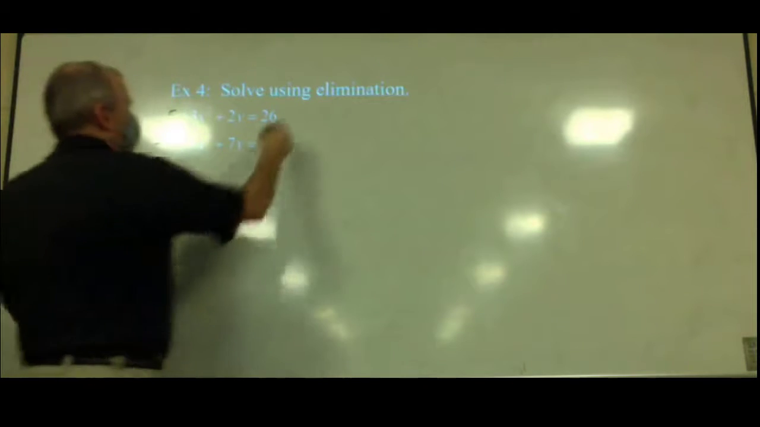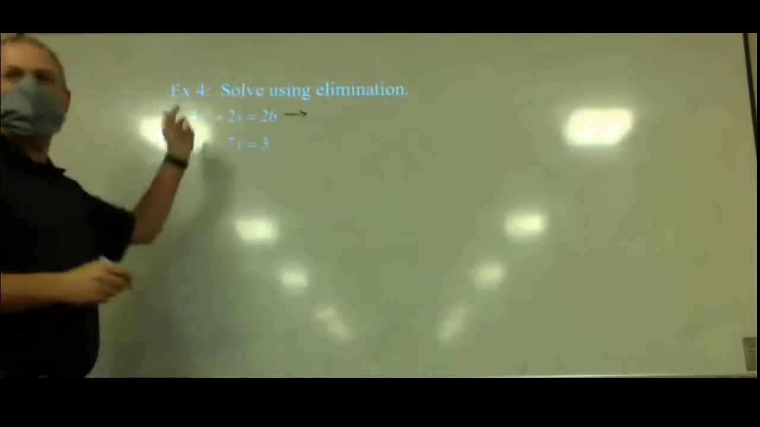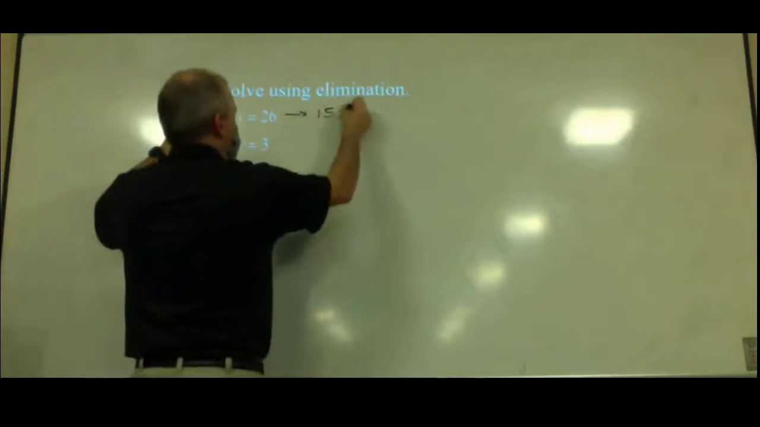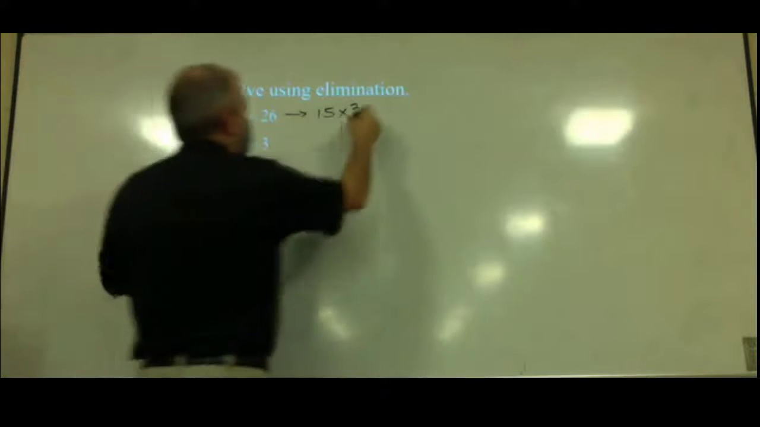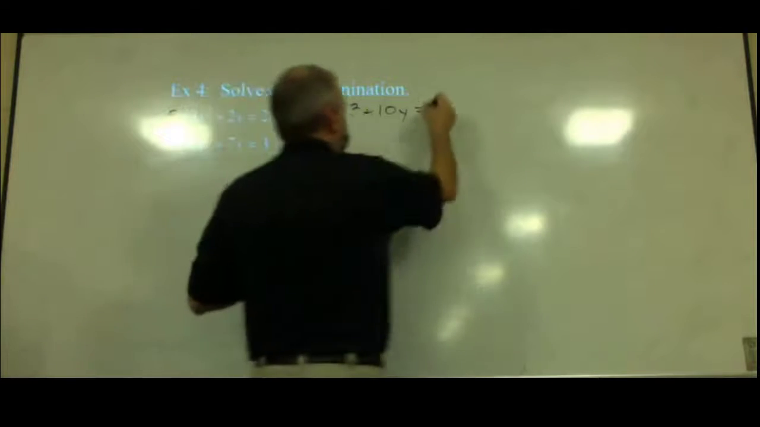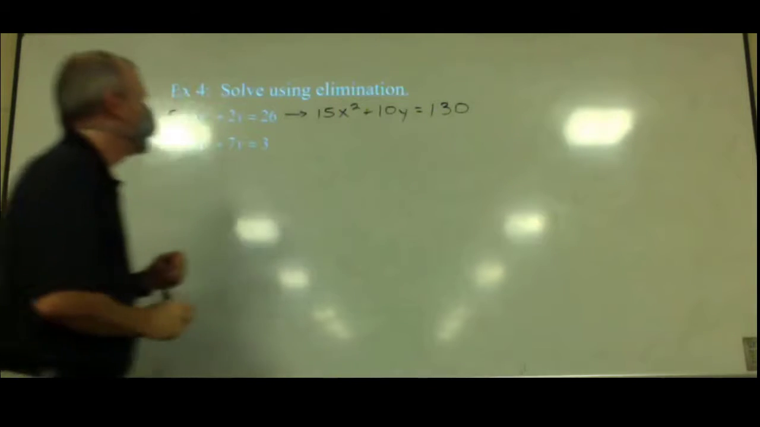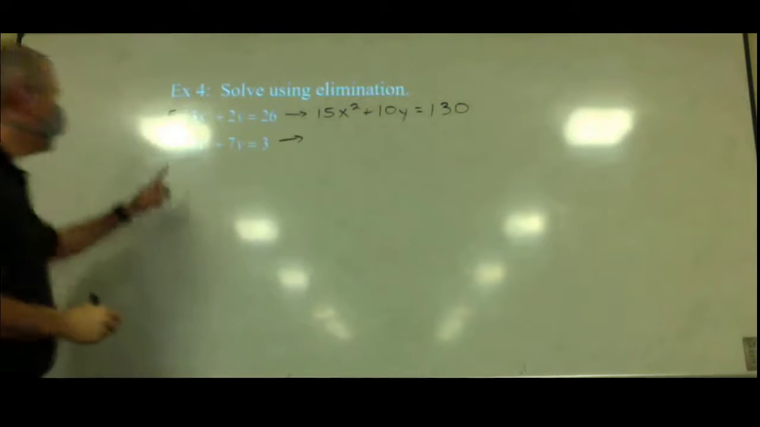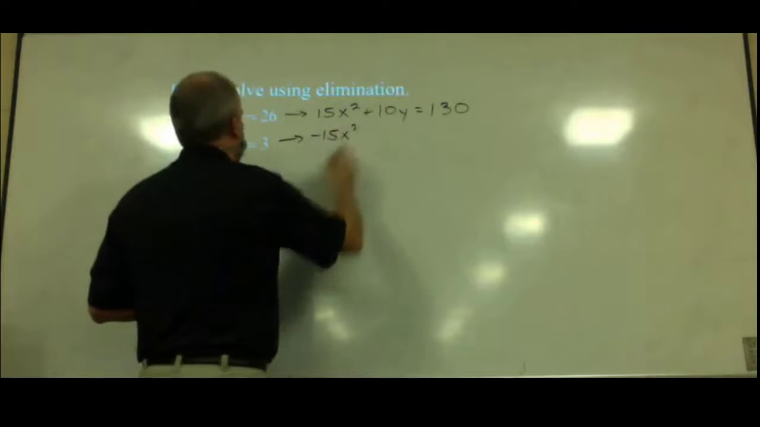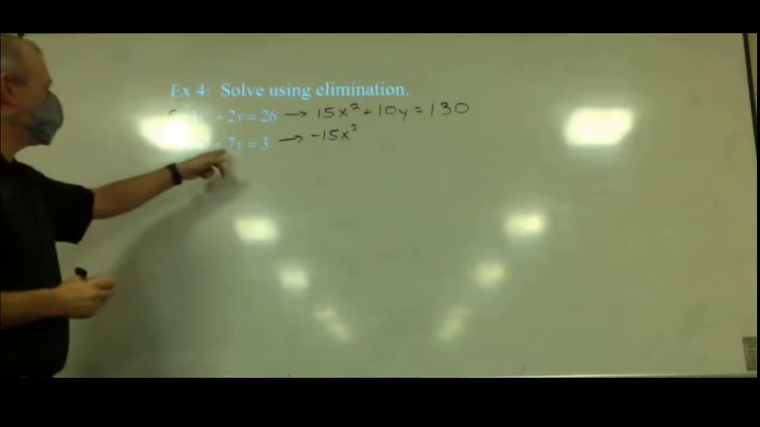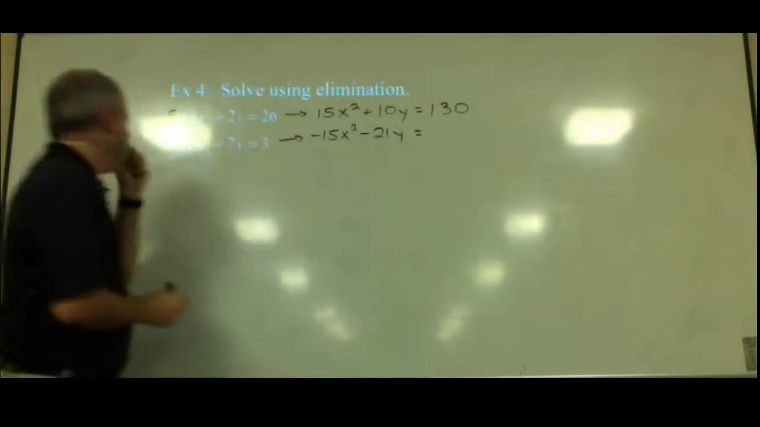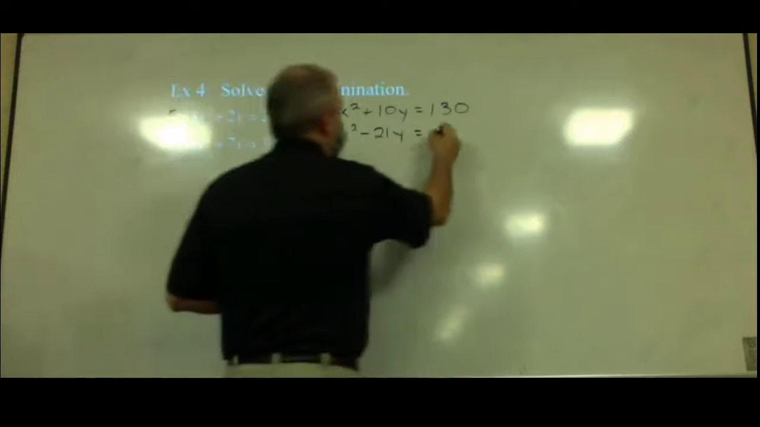Okay, so minus. Multiplying the top, remember, we multiply everything by 5. So 5 times 3 is 15, x squared. 5 times 2y is going to be 10y. 5 times 26, 130. On the bottom, negative 3 times 5 is going to be negative 15x squared. Negative 3 times 7 is going to be negative 21y. And negative 3 times 3 is going to be negative 9.